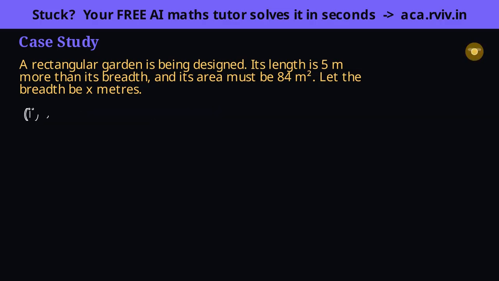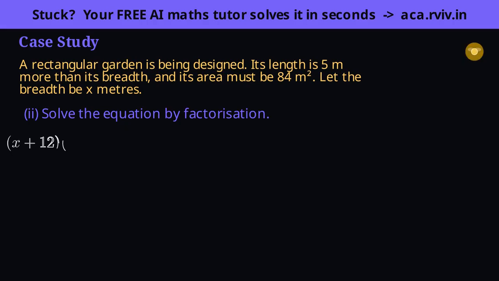Split the middle term. Since a is 1, we need product minus 84 and sum plus 5. 12 and 7 differ by 5, and to get plus 5 with the negative product take plus 12 and minus 7. Grouping and factoring gives x plus 12 times x minus 7 equals 0, so by the zero product rule x is minus 12 or plus 7. Both are mathematically valid for now.